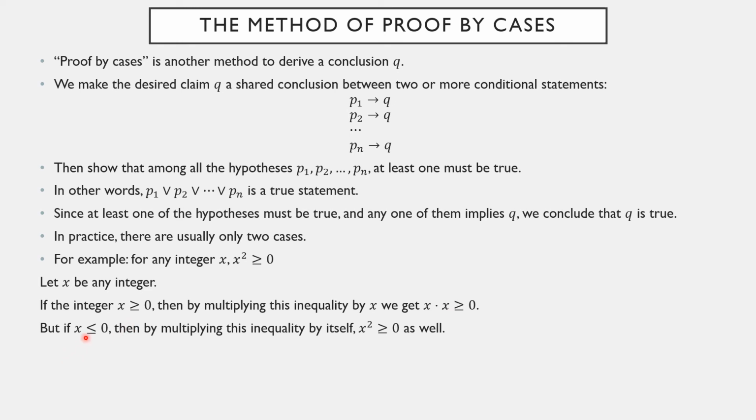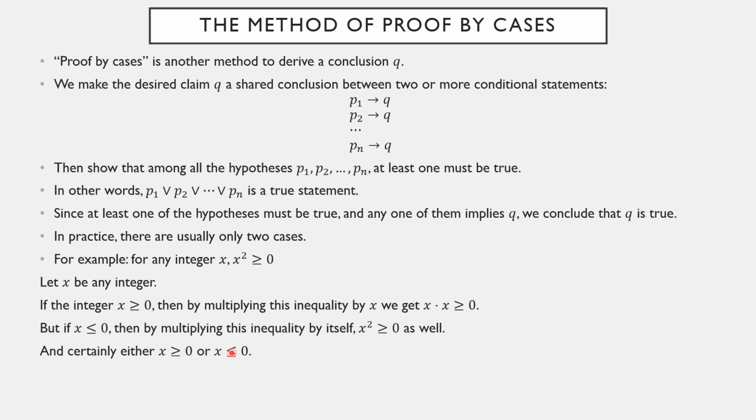But if I assume x is less than or equal to 0, well, now I'm multiplying by something that is less than or equal to 0. So I'm going to multiply this inequality by x, but I have to flip the inequality because I'm multiplying by a negative number. So I get x squared is bigger than or equal to 0. In other words, if x is less than or equal to 0, then x squared is also bigger than or equal to 0. Notice we had the same conclusion for two different conditional statements. Here's one hypothesis, here's the other. And now what I can certainly state is either x is bigger than or equal to 0 or x is less than or equal to 0.